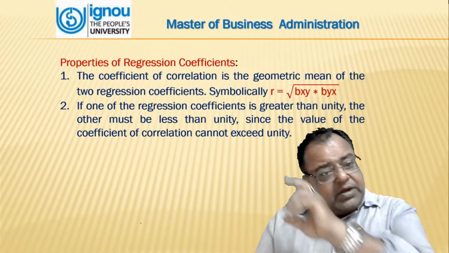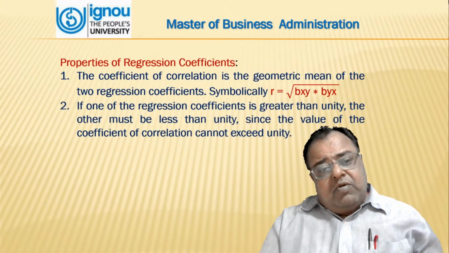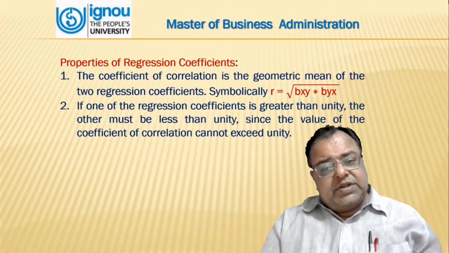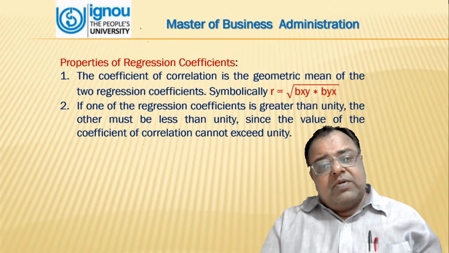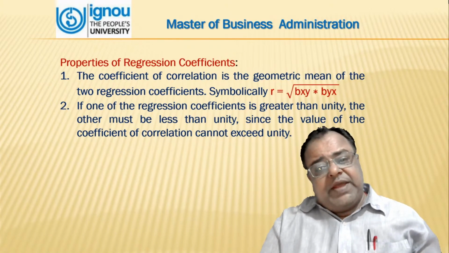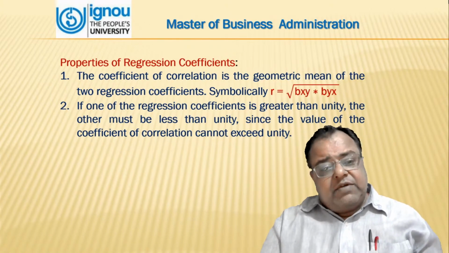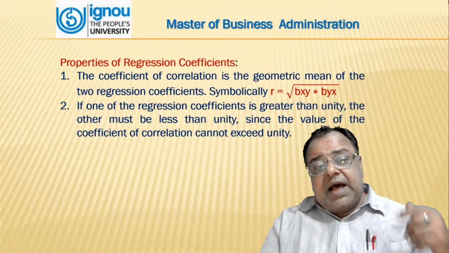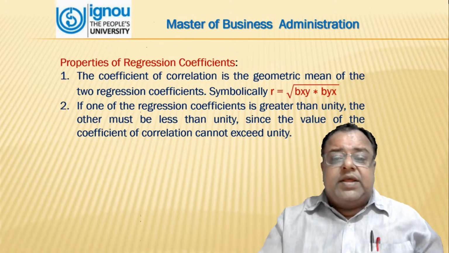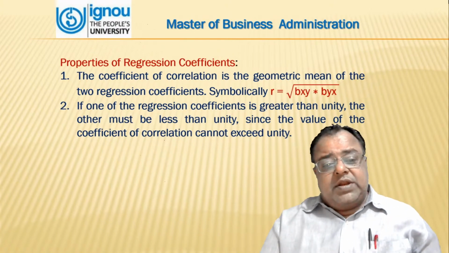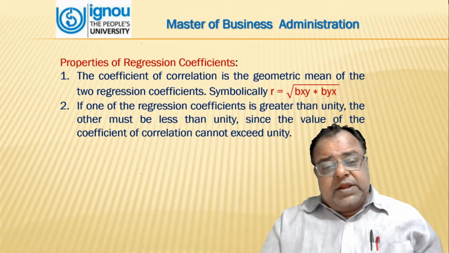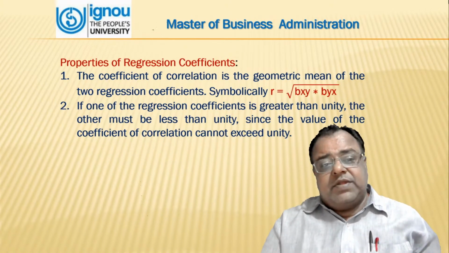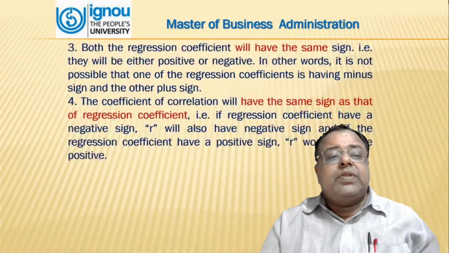The coefficient of correlation is the geometric mean of the two regression coefficients. That is, r equals the square root of the product of bxy into byx. If one of the regression coefficients is greater than unity, the other must be less than unity, since the value of the correlation coefficient cannot exceed unity. These are the basic properties of the regression coefficients.